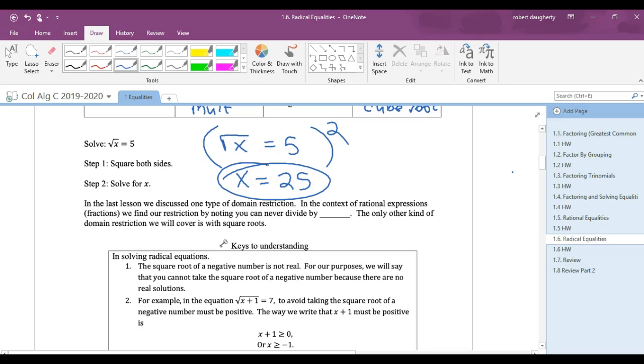Now, in the last section, when we talked about rational expressions, there was a restriction that we could never divide by what? 0. Okay, so there are only 2 kinds of restrictions we're ever going to talk about in this class. One is you can't divide by 0. The other one is dealing with square roots. You can't take the square root of what kind of number?